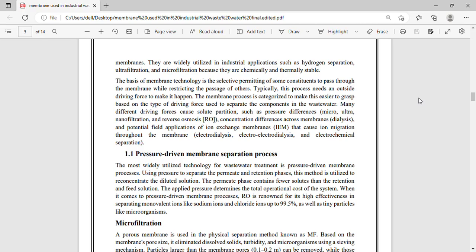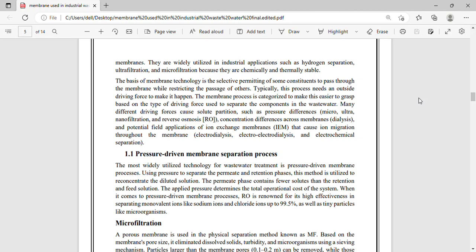The basis of membrane technology is the selective permitting of some constituent to pass through the membrane while restricting the passage of others. Typically, this process needs an outside driving force to make it happen. The membrane process is categorized, to make it easier to grasp, based on the type of driving force used to separate the components in the wastewater.